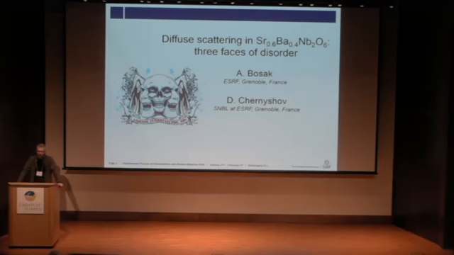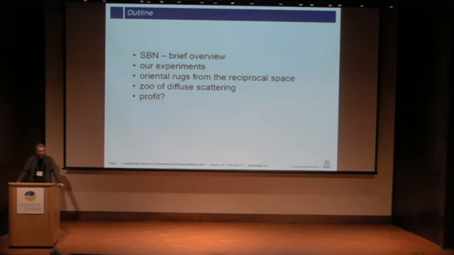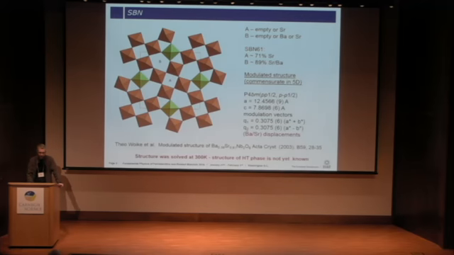So we played with a crystal of SBN with a 60-40 ratio of strontium to barium. I will give a really short overview, some description of our experiments, and then a long description and discussion of our data with a whole zoo of diffuse scattering, and what can we extract from this data.